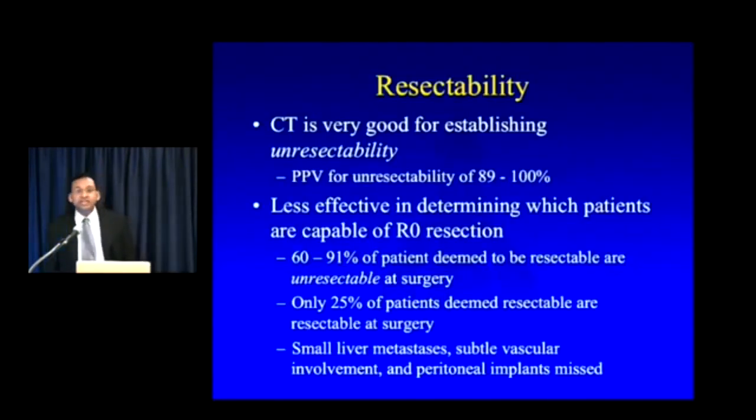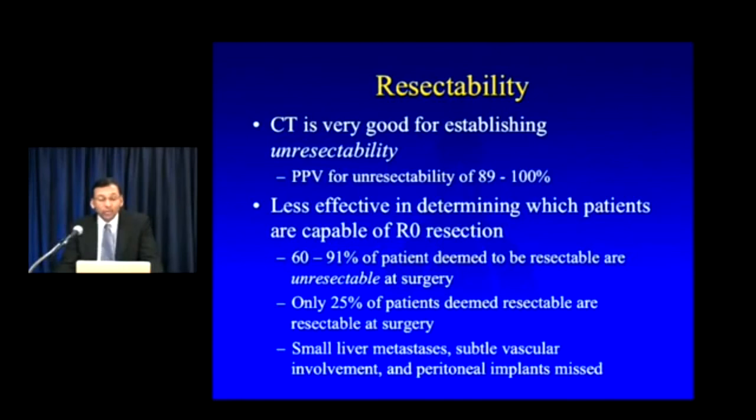Now, how good is CT ultimately in terms of determining whether a pancreatic cancer is resectable or not? And the answer is that CT is actually quite good for establishing unresectability. So based on a CT scan, I can tell you with a very high degree of certainty that a patient should not go to the operating room. So the positive predictive value for unresectability may be as high as 100%.